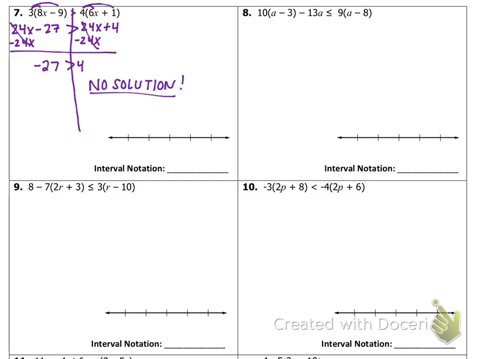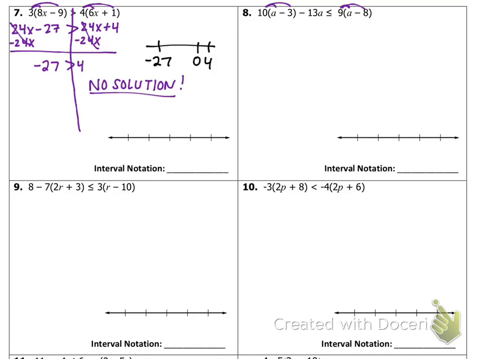So this answer is no solution because -27, if you look at a number line, -27 is somewhere down here and 4 is up here somewhere, right? And this is like 0. So -27 is never greater than 4. So that's no solution, okay?